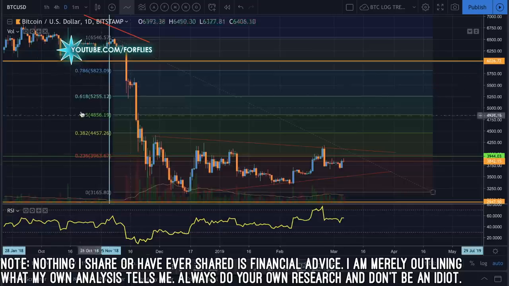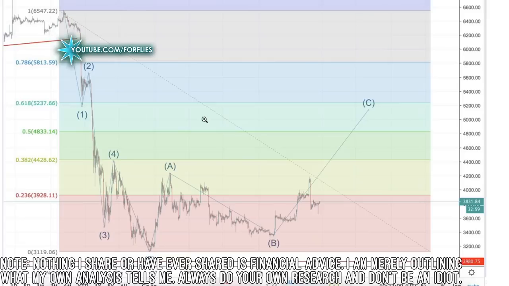The 618 level really does look quite magnetic to price action. And so in this case, it is just going to be a case of waiting to see how this more macro trend plays out. So that's a breakdown of this chart.